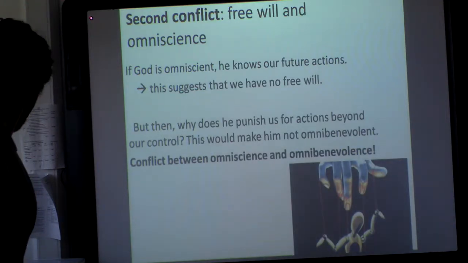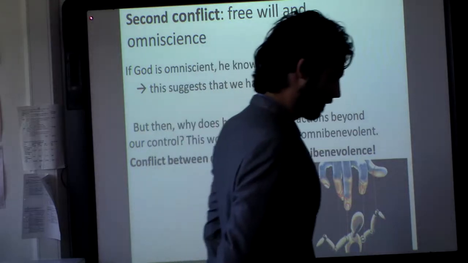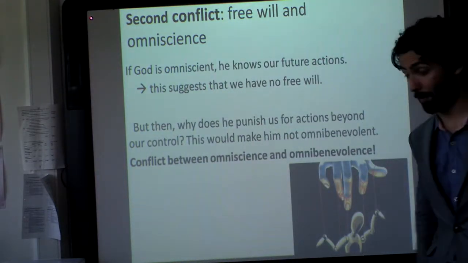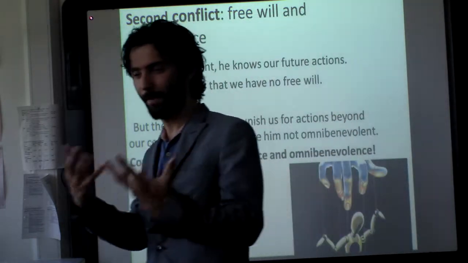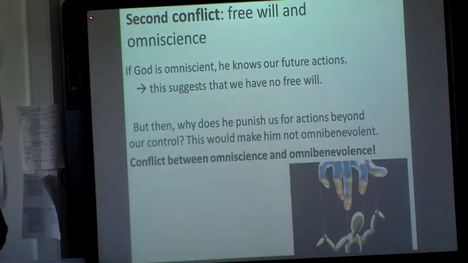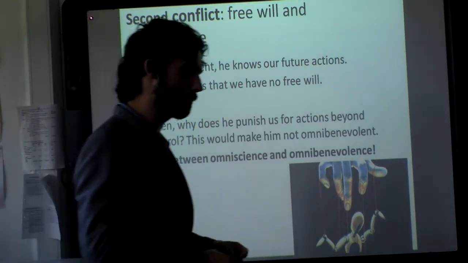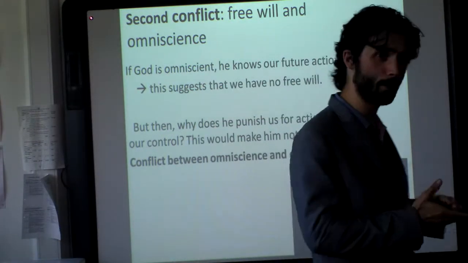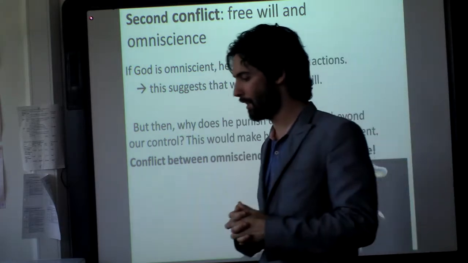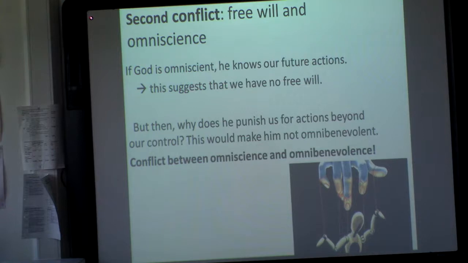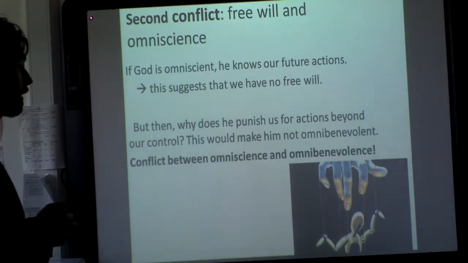Here's the next one, free will and omniscience. So religious people tend to believe that there's a judgment at the end of time, in the afterlife at least. There is a judgment. God decides who gets to go to the good place and who gets to go to the bad place. And he decides on the basis of how good we've been on earth, on the basis of righteousness.